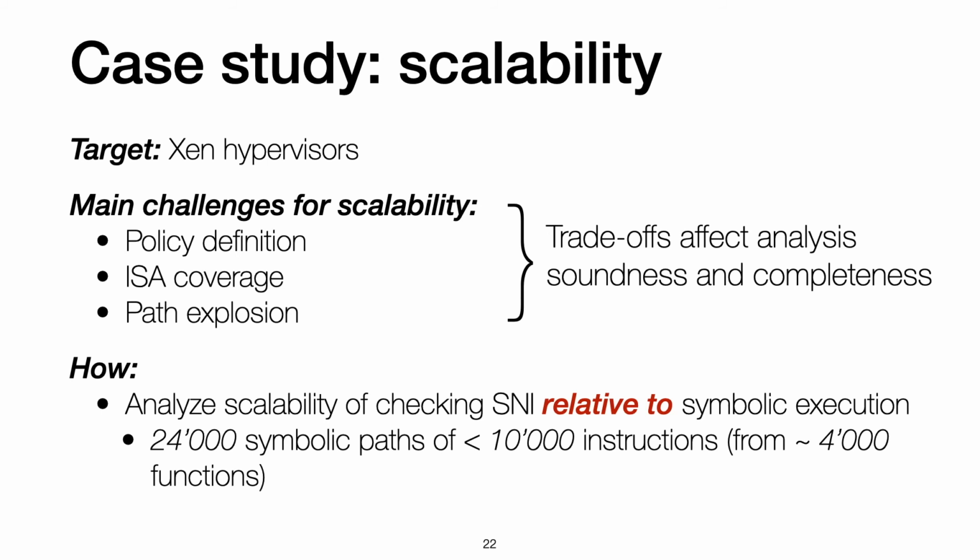To evaluate Spectector scalability despite these limitations, we compared the time spent on checking speculative non-interference relative to the time spent for discovering new symbolic paths. By analyzing paths of different lengths, we were able to evaluate the scalability of checking speculative non-interference relative to that of symbolic execution, and this factors out the path explosion problem from our analysis. Concretely, we analyzed 24,000 paths of at most 10,000 instructions each.